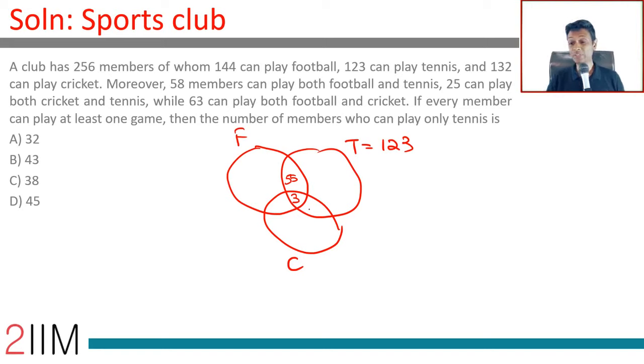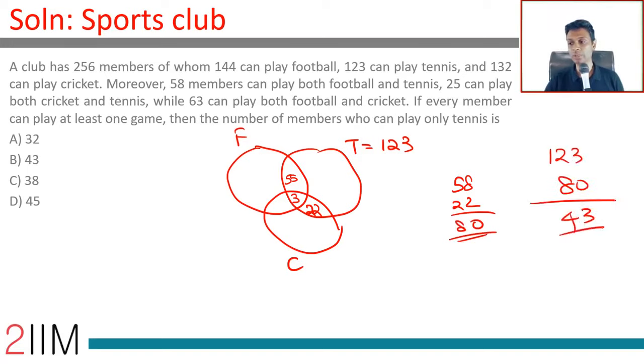Cricket and tennis is 25. 25 minus 3 is 22. So these 3 account for 58 plus 22, which is 80. Out of 123, 80 have been accounted for. Remaining 43 play tennis only.